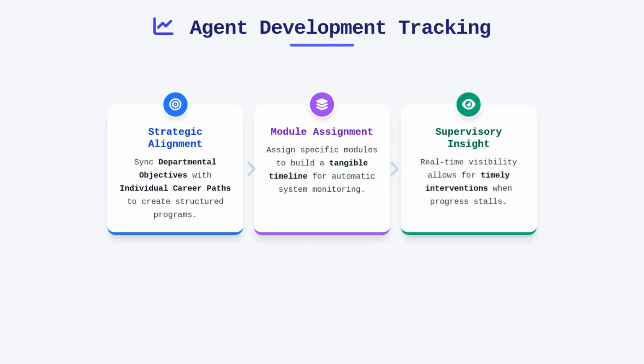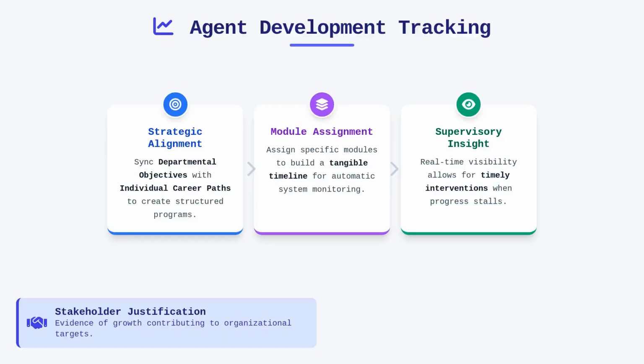As the agent completes the necessary steps, the supervisor gains visibility into the pace of their development, allowing for timely interventions if progress stalls. This methodical tracking is essential for justifying workforce engagement efforts to stakeholders, as it provides clear evidence of how individual growth contributes to broader organizational targets. It is not enough to simply assign training. One must ensure that the structure of the module facilitates measurable outcomes that correlate with improved service delivery.